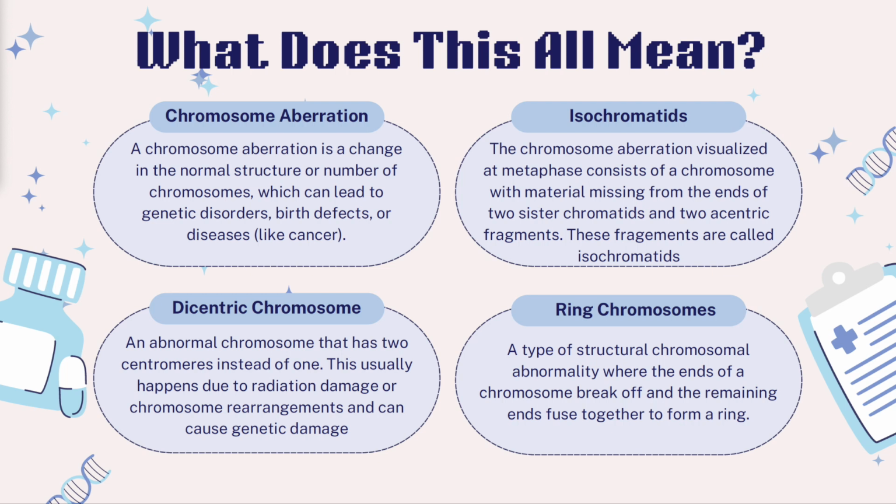A dicentric chromosome is a normal chromosome that has two centromeres instead of one. This usually happens due to radiation damage or chromosome rearrangements and can cause genetic damage. A ring chromosome is a type of structural chromosomal abnormality where the ends of a chromosome break off and the remaining ends fuse together to form a ring.